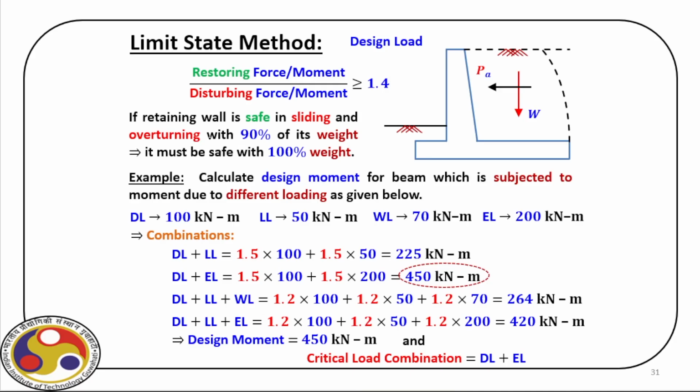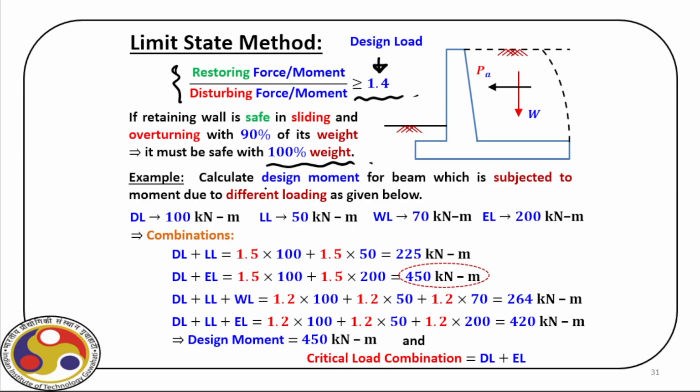Now, let us quickly take this example. This retaining wall is safe in sliding and overturning with 90% of its weight; it must be safe with 100% weight. So what we do is take the restoring force or moment, divide it by the disturbing force, and find out what factor is available. If this is more than 1, obviously our restoring force is more than the disturbing force, and then we consider it to be safe, for obvious reason.